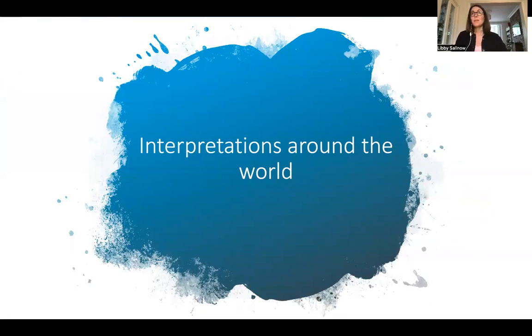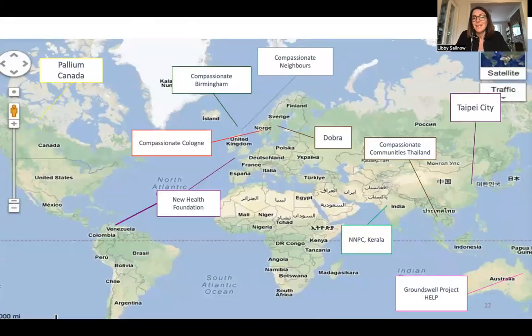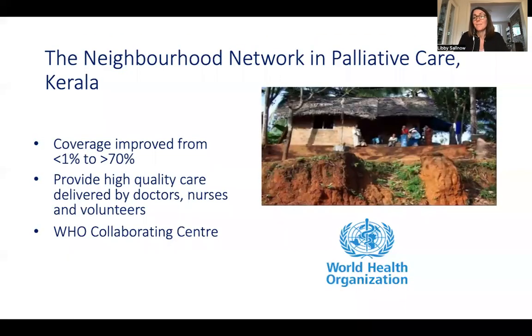So the compassionate communities movement has been going for about 25 years now. And so there are many interpretations, very different interpretations all around the world. And Public Health Palliative Care International is an umbrella organization, an international organization, which tries to bring together all these different approaches, these different actors, these different activists, research, policy, advocacy, and practice examples to try and pull together to learn, because it can be quite lonely and quite difficult trying to start something yourself in an area. And so this aims to try and link people globally. This is a map of just a few of the places that we see this happening in at the moment. So we've got Canada, UK, the NNPC in Kerala, and compassionate communities in Thailand that I've added on. So it's a really big example.